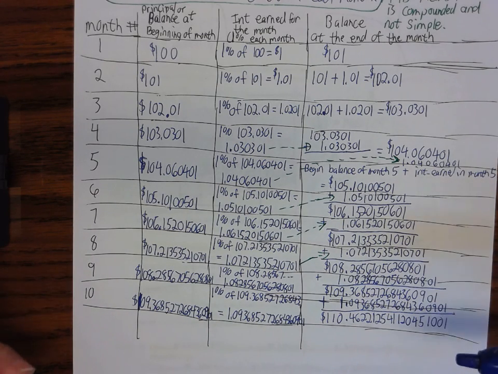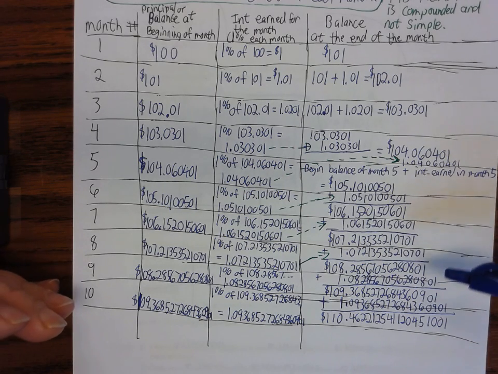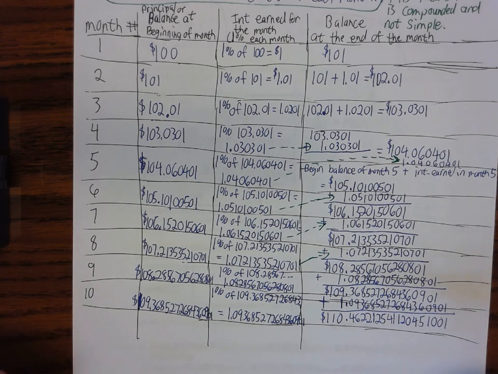Now, we just went through 10 months. You can kind of imagine what happens if we went through 10 years. If you went through 10 years, that's 120 months of interest. So with the simple interest, you would have only earned $120. Now, I can't go through 120 months of calculations here, but the good news is we are going to have a formula to help us with this, so we don't have to go through these calculations.